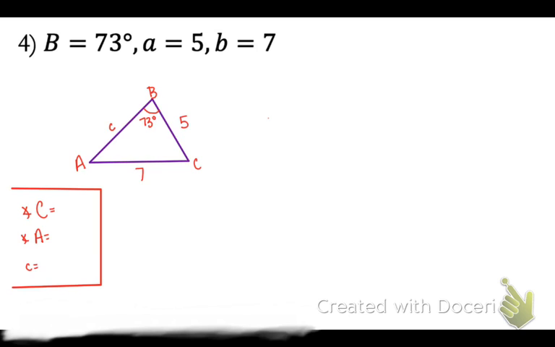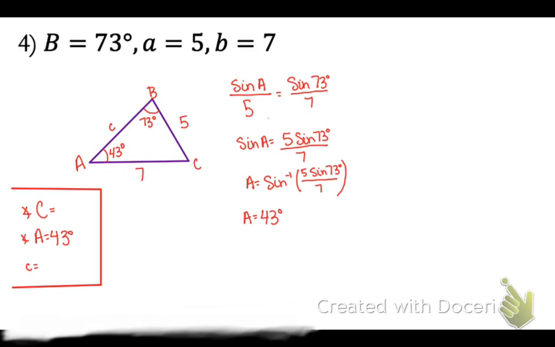Okay, so I'm going to go ahead and set up my law of sines to find the angle A. So sine of A over 5 equals sine of 73 over 7. Since I'm looking for an angle, my sines are on top and my side lengths are on the bottom. To isolate sine of A, the first thing I have to do is multiply the 5 over. And then to get the A by itself, I have to take the inverse sine of both sides. Plug that in your calculator, you'll end up with 43 degrees.